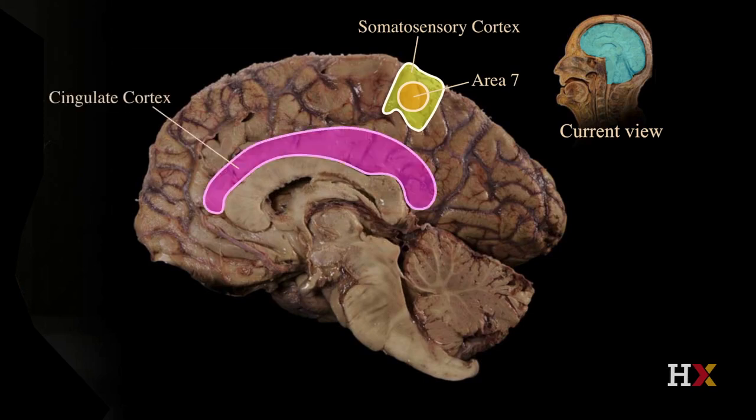The cingulate cortex neurons project to the primary motor cortex and spinal cord. These motor neurons may be involved in movements that have intense motivational or emotional components.